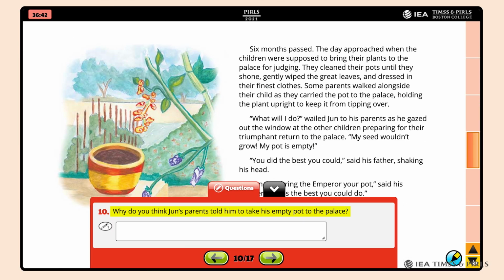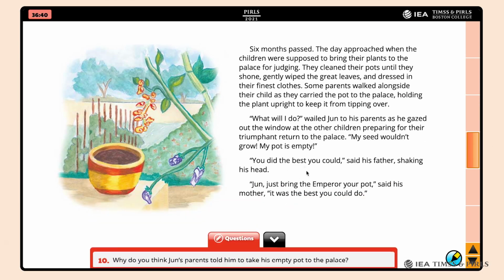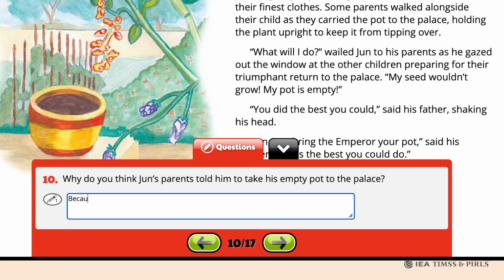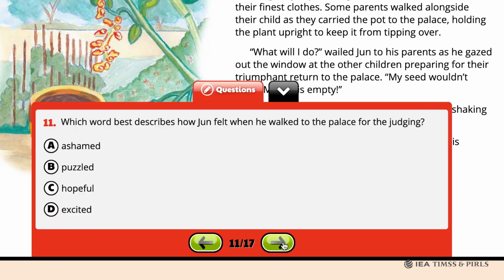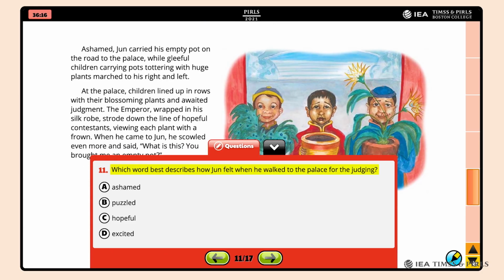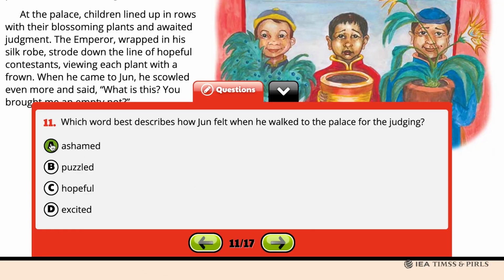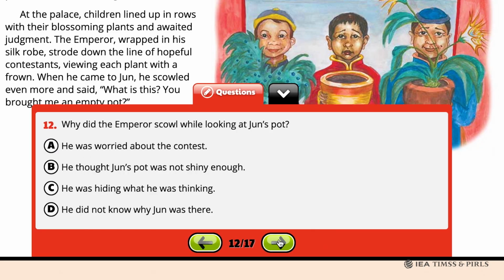Why do you think Jun's parents told him to take his empty pot to the palace? To answer the question, students need to type a response similar to, he did the best he could. To answer question 11, students need to go to the next page to find the word that best describes how Jun felt when he walked to the palace for the judging. They should click on option A, ashamed.